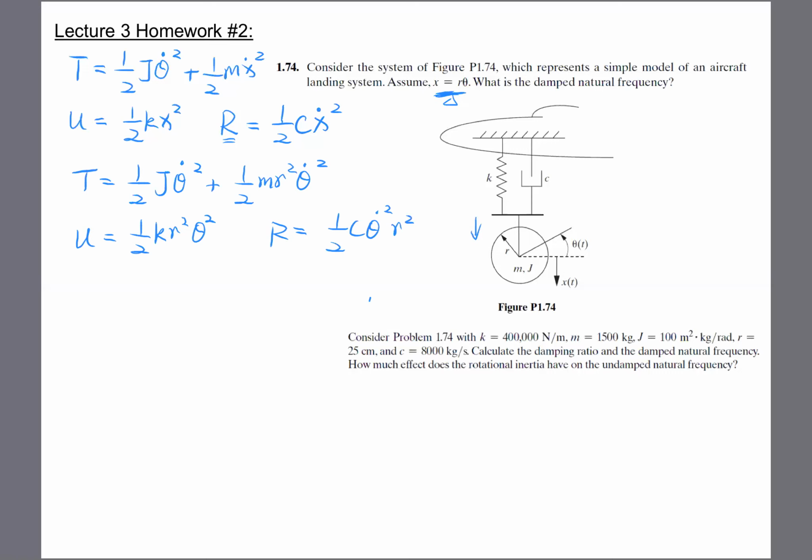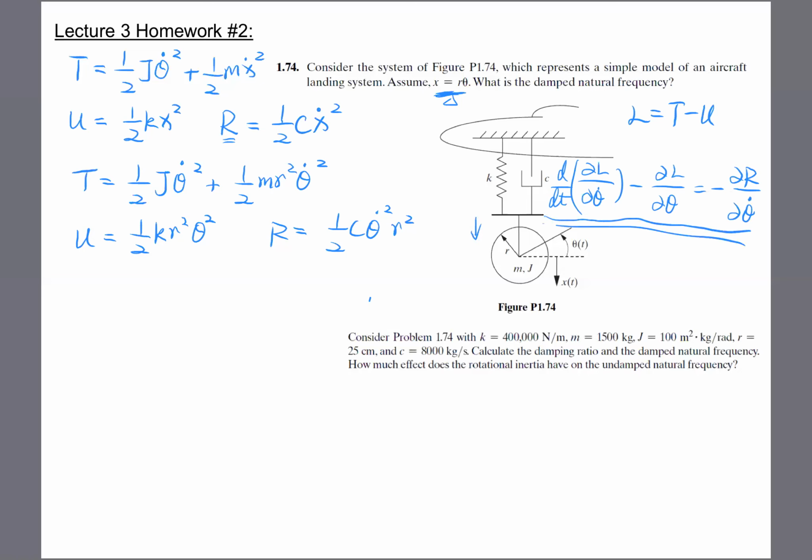Okay, let's recall Lagrange's method. We have L equals T minus U. The final equation of motion is the time derivative of partial L, partial theta dot, minus partial L, partial theta, equals minus partial R, partial theta dot. Then you just need to calculate the derivatives for each part.